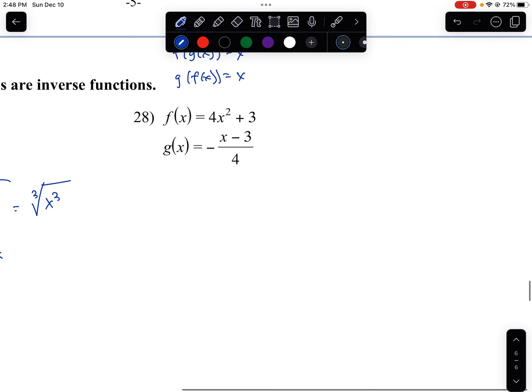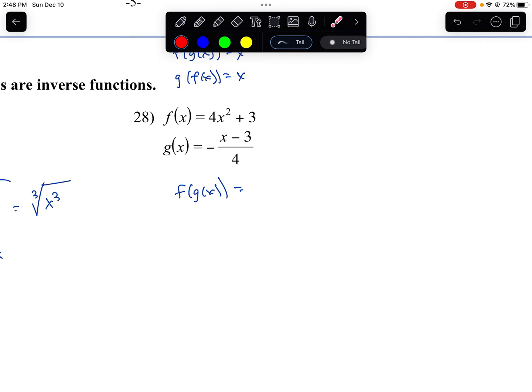Okay, let's see if we can do the same thing here. Let's start by f of g of x. So that would mean that g is on the inside, so this has to be plugged in right there. So we still have the 4. I'm going to use parentheses, negative x minus 3 divided by 4 squared plus 3. So you still see that I still have the 3 still being squared, still have the 4, just wherever the x is, that's being replaced with all of g.